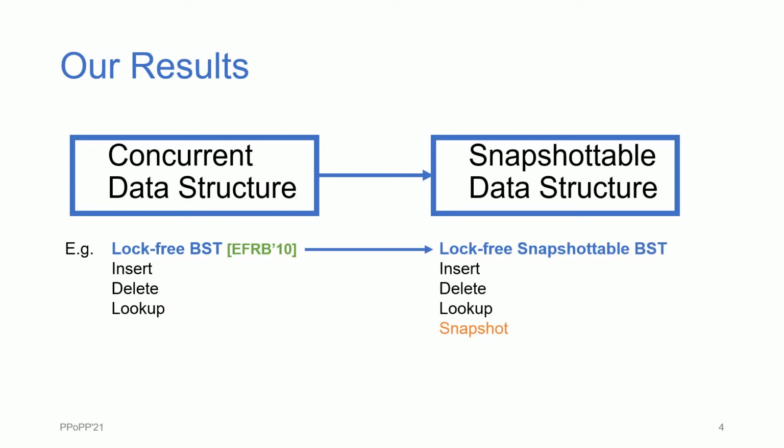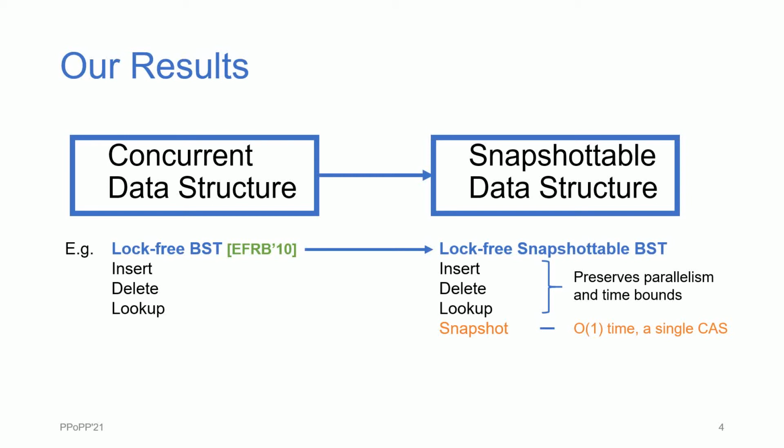Supporting the snapshot operation requires making some changes to the original three operations, but these changes add very little time overhead, both in theory and in practice. On the theoretical side, the transformation maintains all the time bounds and progress properties of the original operations. So if they were lock-free originally, then they'll also be lock-free in the snapshotable data structure. The snapshot operation takes constant time, and in fact, it is as cheap as performing a single compare and swap.